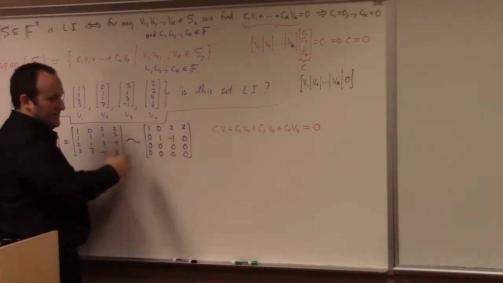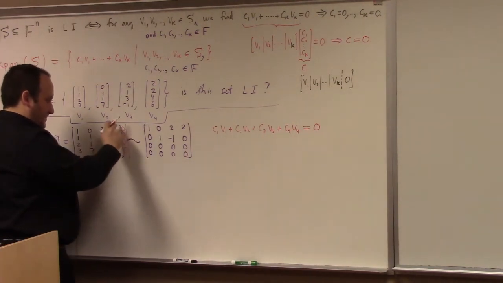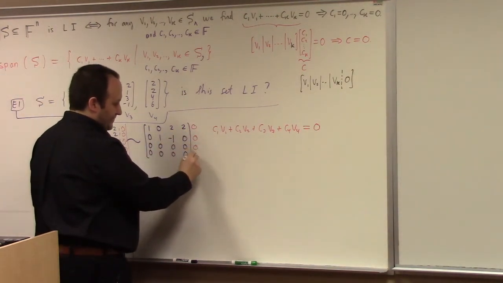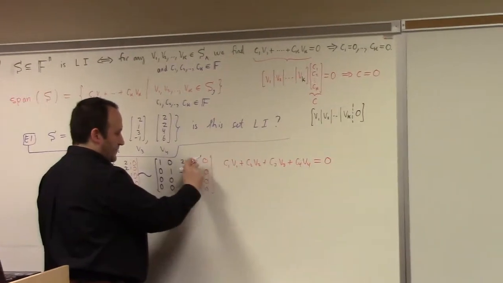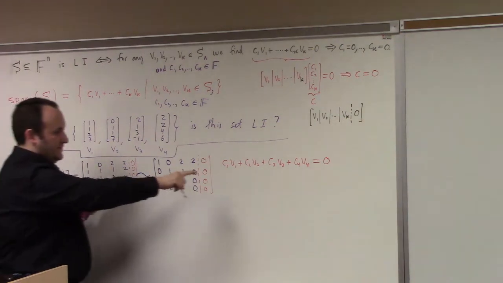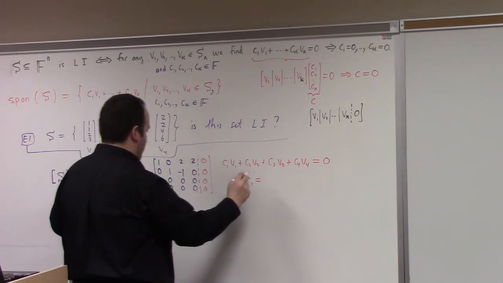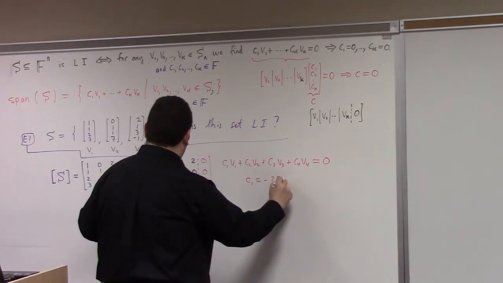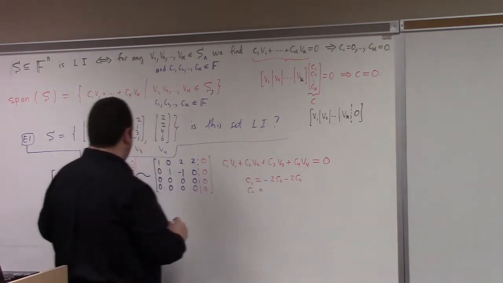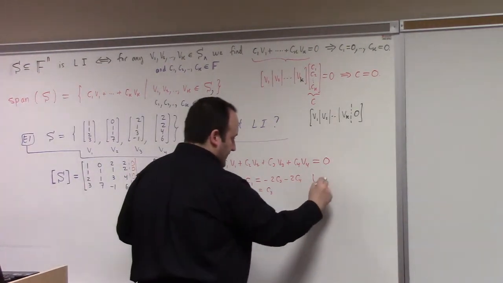What is this matrix? I mean, this is just the shorthand for this, right? Here's the full augmented coefficient matrix for that system, right? And this tells me that, in fact, I can choose C1 equal to what? Minus 2C3, minus 2C4, and C2 equal to what? C3, right?